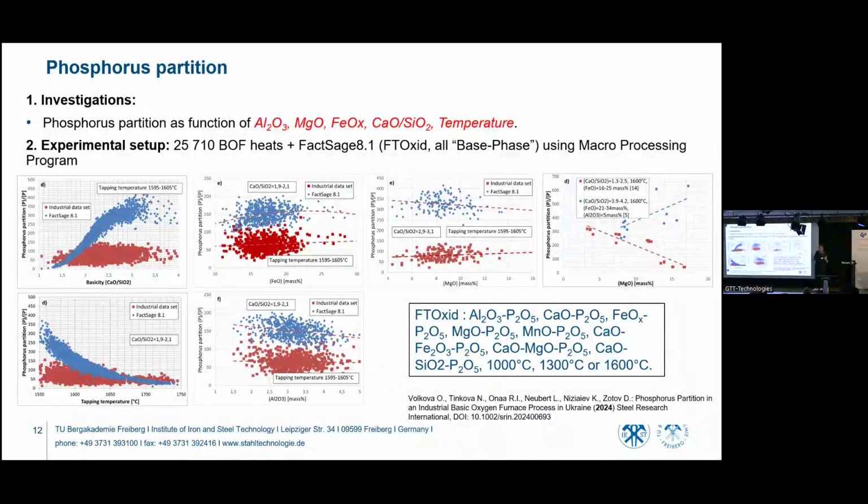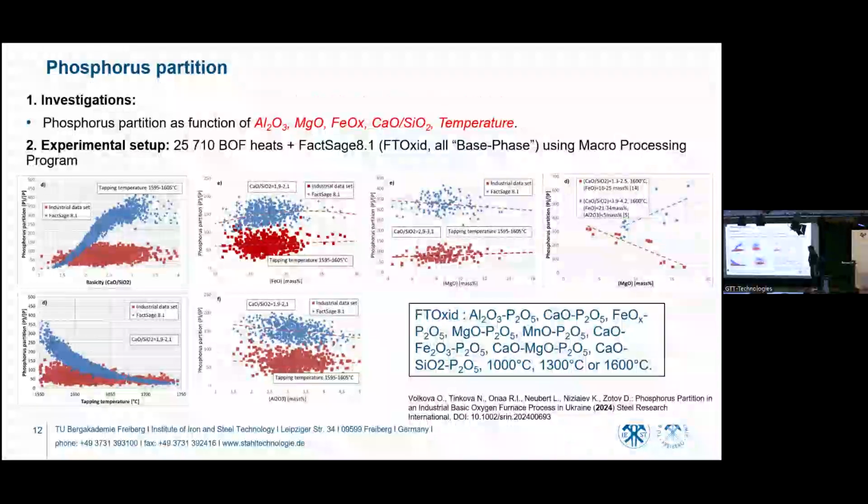We're taking again 25,000 heats. Yes, it was with one macro. Typically the calculated phosphorus partition must be higher than industrial. And in some cases it is so. For example, here it is higher. But you see, we have a region where the phosphorus distribution calculated with FactSage is lower than industrial.